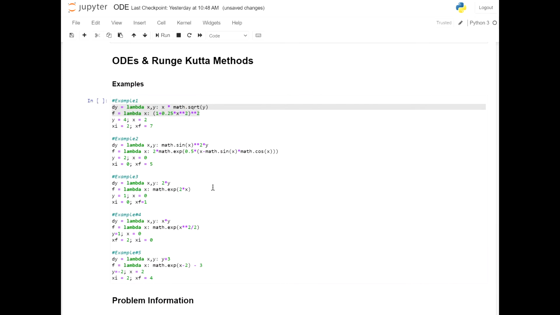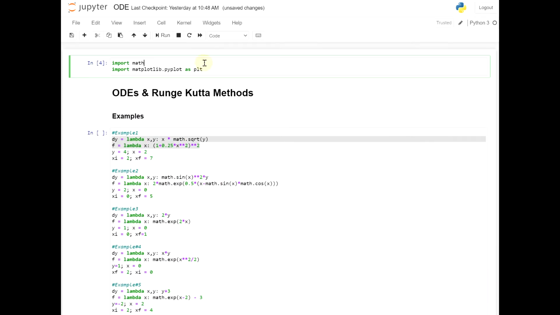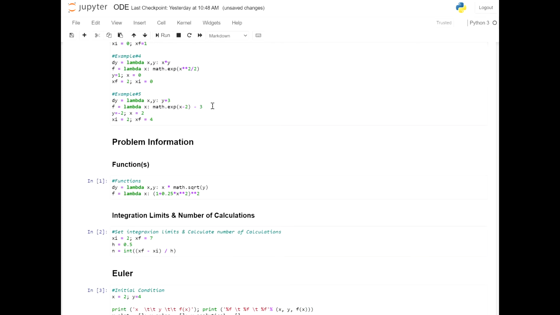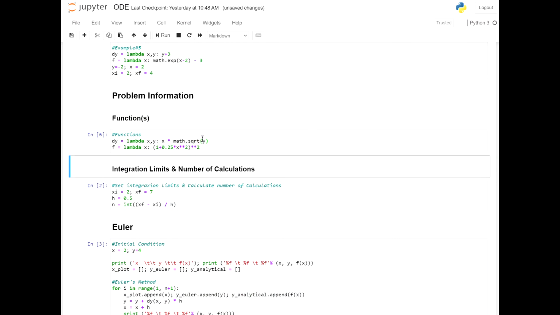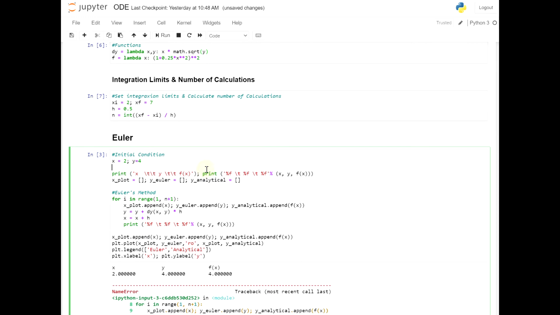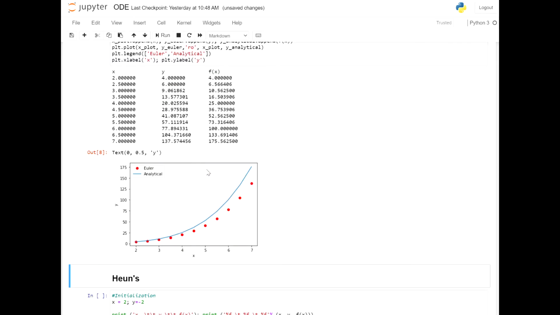So let's run here the packages. I'm also going to run this specific function to get the integration limits and the number of calculations, and let's run Euler. Okay, perfect. So you can see 2 to 7, increments of 0.5. Here we have the approximation of Euler and the true values.